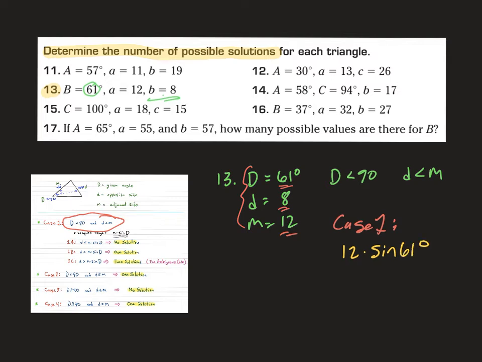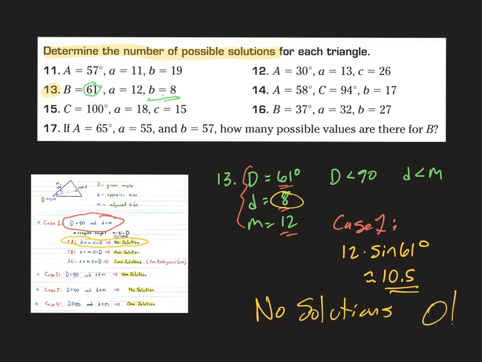We're going to compute 12 times the sine of 61. I'm typing it in right now. And I get 10.49, so approximately 10.5. That's our height. So now I'm going to look down these choices and see how d compares to that. We're comparing 8 to 10.5, and in this case, d is less than 10.5, so we have no solutions. So the number of solutions is 0 for number 13.